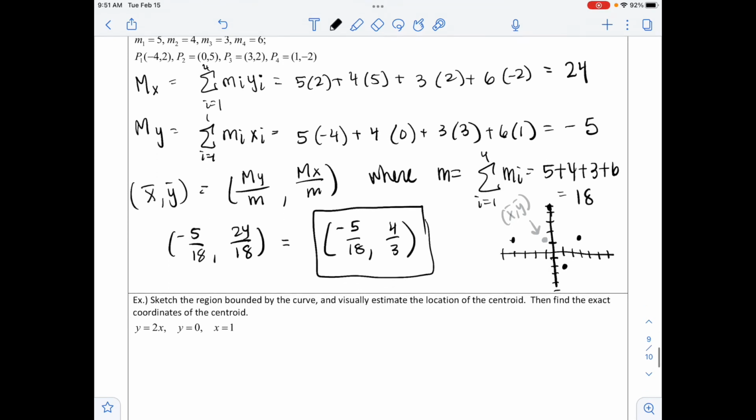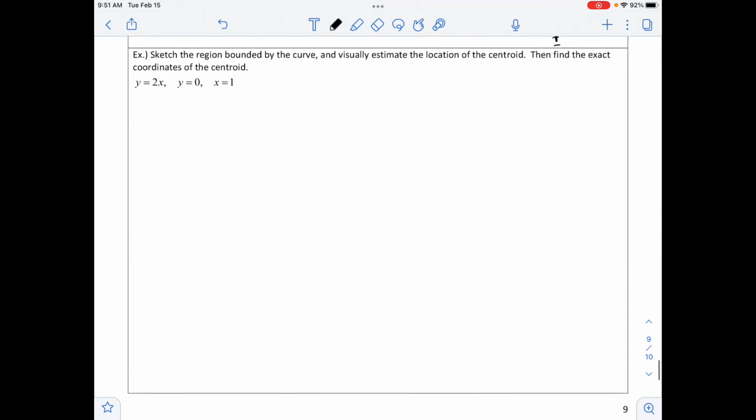So we have another example right below, which instead of it being points, it's going to be now a region. And so this example says, sketch the region bounded by the curve and visually estimate the location of the centroid. Then find the exact coordinates of the centroid. So this time we're dealing with a region. And the region that we have says y equals 2x, y equals 0, and x is equal to 1.